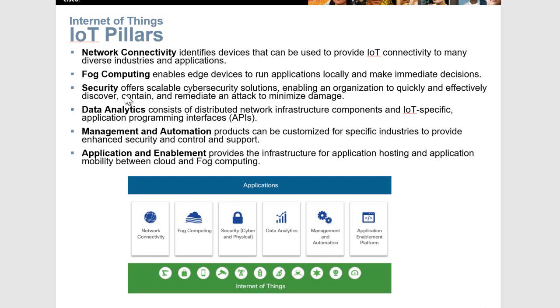Also got the security pillar, offering scalable security solutions, enabling an organization to quickly and effectively discover, contain, and remedy an attack to minimize damage. Some of the cybersecurity solutions include operational technology, which is hardware and software that keeps power plants running and manages factory process lines. You've got Internet of Things network security, which includes network and perimeter security devices such as switches, routers, firewalls, and Cisco Firepower Next Generation Intrusion Prevention Services, or NGIPS.